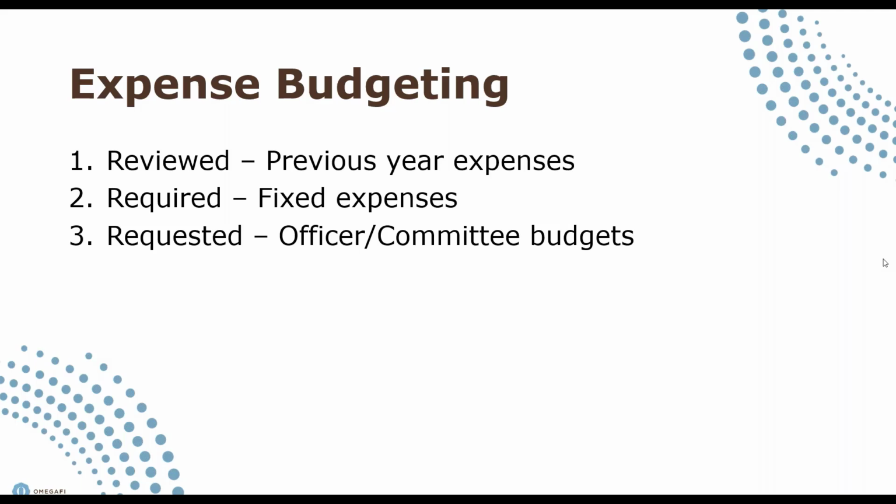Once you've reviewed your previous year's expenses, you'll want to input your fixed cost. So those are the items that are going to be required. And the final step is to review and add priority flexible expenses, then committee and officer budgets that are requested.